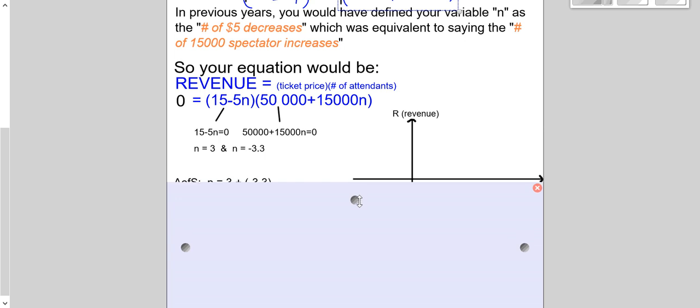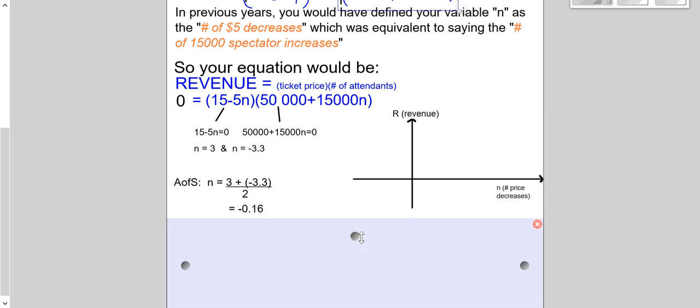So I'm actually going to do a little bit more algebra here to find the axis of symmetry by averaging those roots. And I get this negative value. So let's just think about what that means for a second. So my roots were 3 and negative 3.3. So negative 3.3 is about here, and 3 is about here. So averaged is actually a negative value.